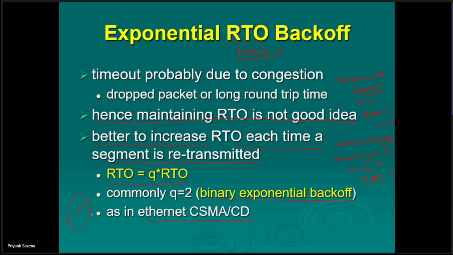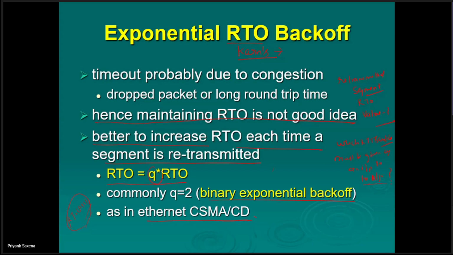If you use the same RTO value which you used earlier for the same segment, it will not be a good idea because the network is congested. Probably due to congestion you failed to get the acknowledgement. So we have to change the value of RTO. What should be the value of RTO? It is better that each time a segment is retransmitted, we choose an exponential backoff value for this RTO. So RTO will be equal to Q into RTO.